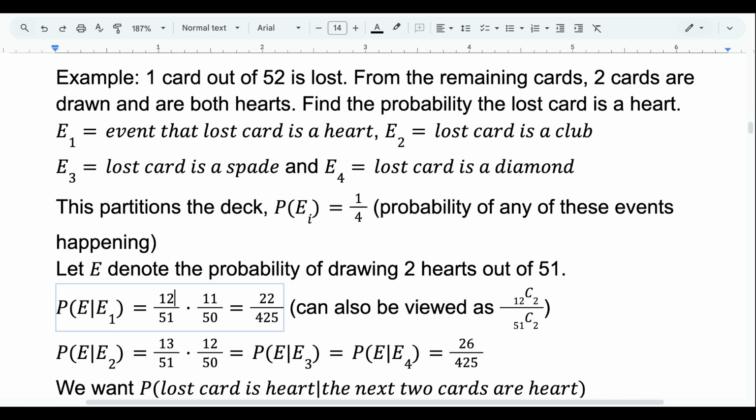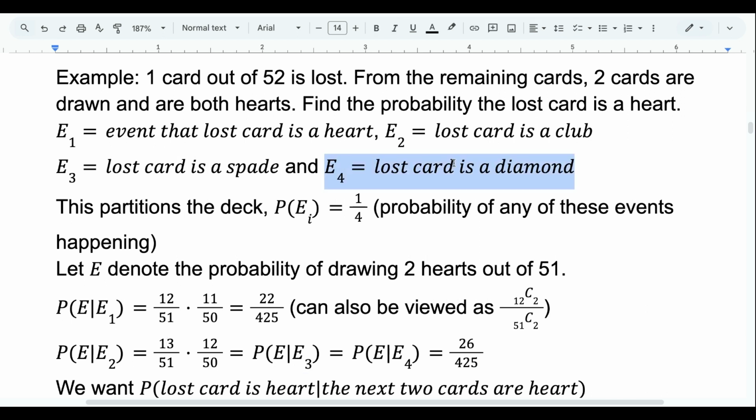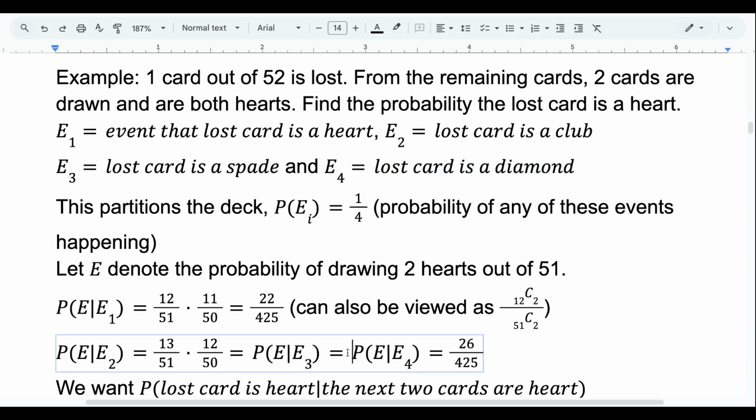Now, the probability of E given E2: if the lost card is a club, we have 51 cards left, but we still have all 13 hearts. So in this case, it's 13 out of 51 times 12 out of 50. And that's going to be the same for the other two situations. E3, again, if we lose a spade, we still have all 13 hearts. If we lose a diamond, we still have all 13 hearts. So the remaining conditional probabilities are all the same, 26 out of 425.